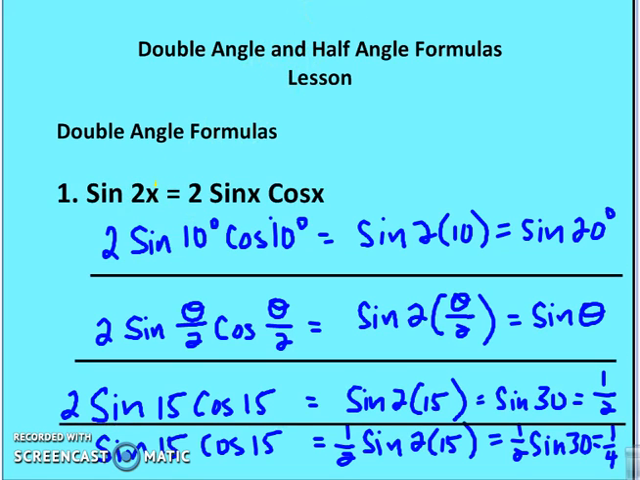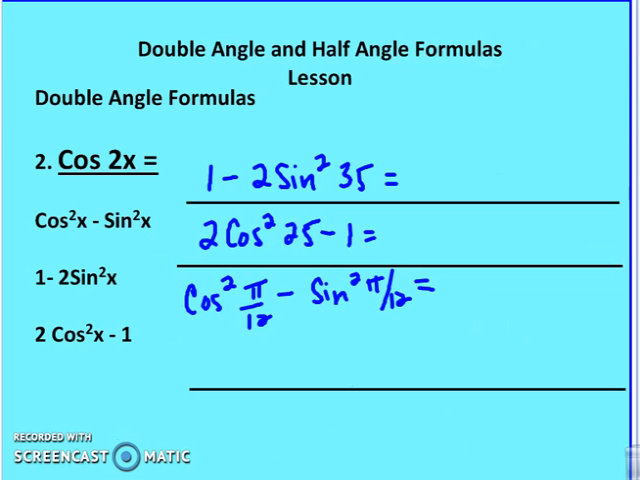All right, so 2 sine half theta times cosine half theta is equal to sine 2 times theta over 2, which is equal to sine theta. 2 sine 15 cosine 15 is equal to sine 2 times 15, sine of 30. And now I want you to evaluate. Sine of 30 is 1/2. And then you can figure out the last problem because it's just half of the prior problem. So sine 15 cosine 15 is 1/2 sine 2 times 15, which is 1/2 sine 30, which is 1/4.